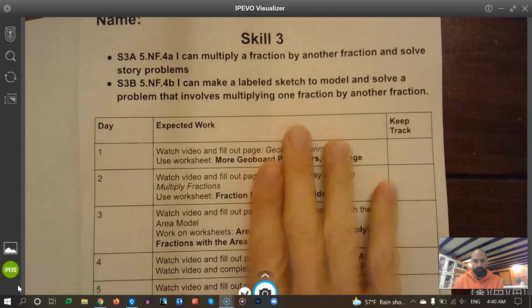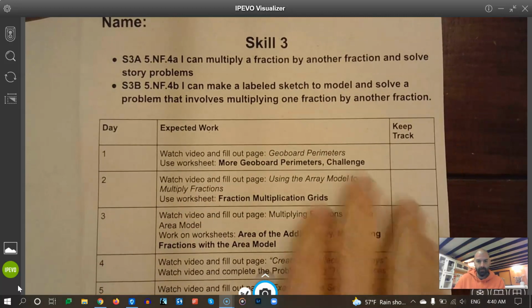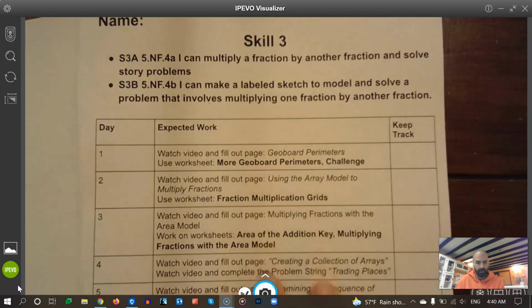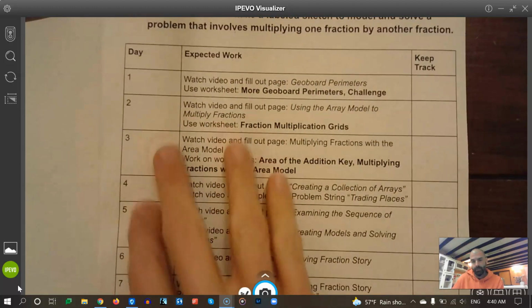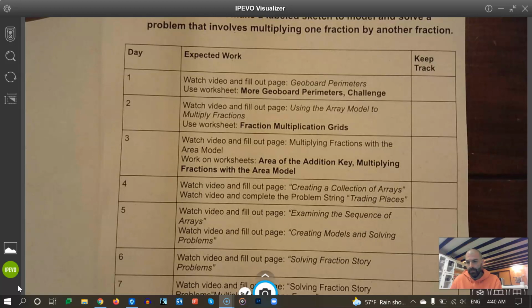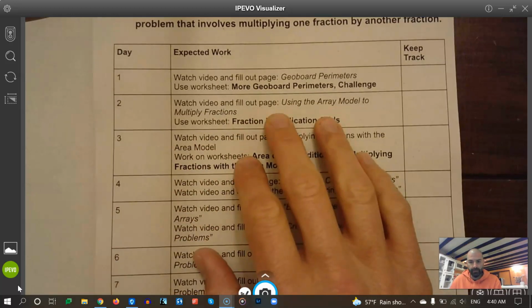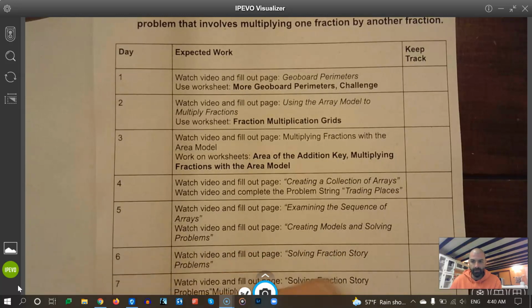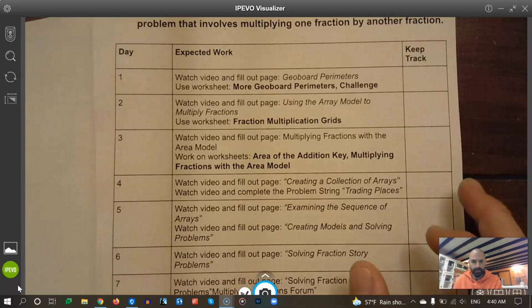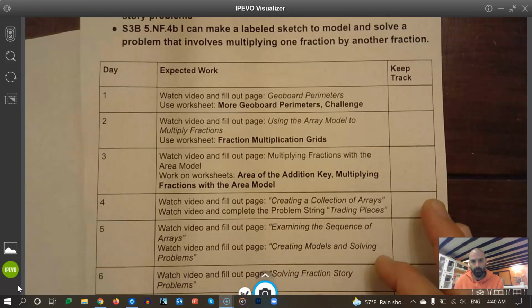If this is the first skill you've been working on, then let me explain the sheet. I created this kind of guide to help you understand how long things should be happening and what you should be doing on each day, so that if you don't finish stuff on the day, you can take it home and finish it. So you know what it means to be on schedule, and so that I know what you're working on, so that I can better help you to understand the math if you start to struggle.